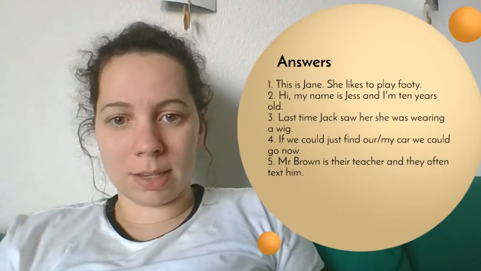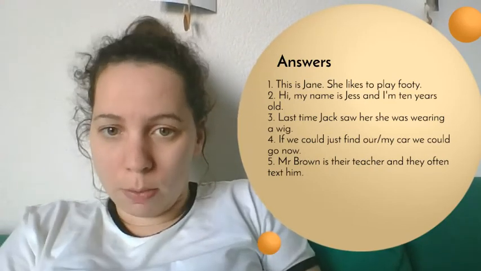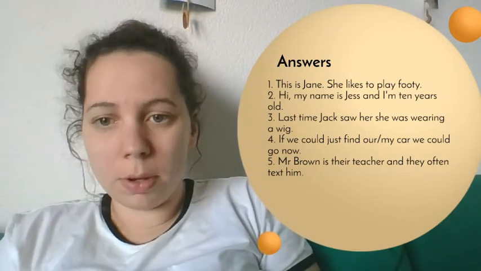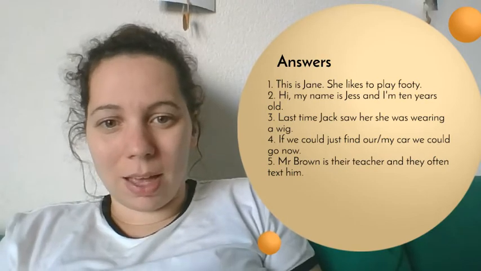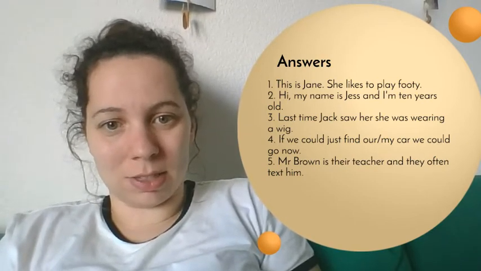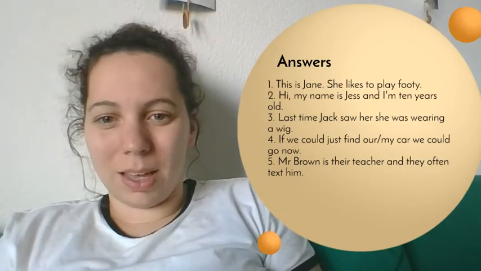Then in 3, last time Jack saw her, she was wearing a wig. It's her because the gap is after a verb, in the object position. And I know it was a girl because it's specified in the second bit of the sentence, she was wearing a wig. So we use her.